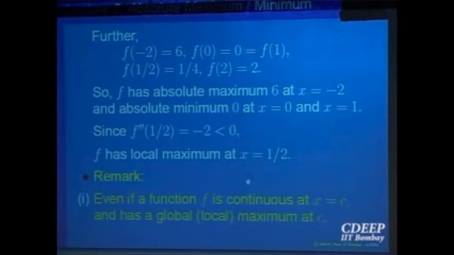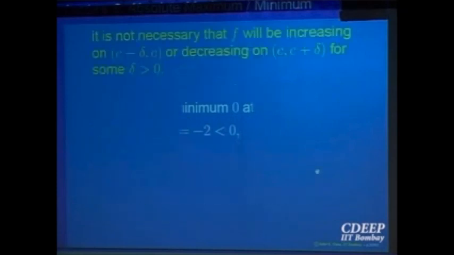Even if a function is continuous and has a global maximum or a global minimum, it is not necessary that it should be increasing before it. This is also another very common mistake that students make. If there is a point of local or global maximum, of course the function should be below the value on the left and below the value on the right, but it is not necessary that the function should be increasing on the left and decreasing on the right. Very crucial, you should note down.